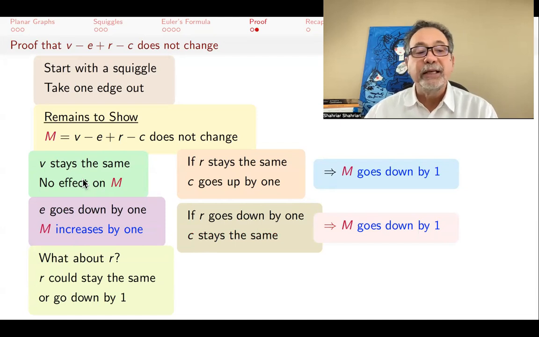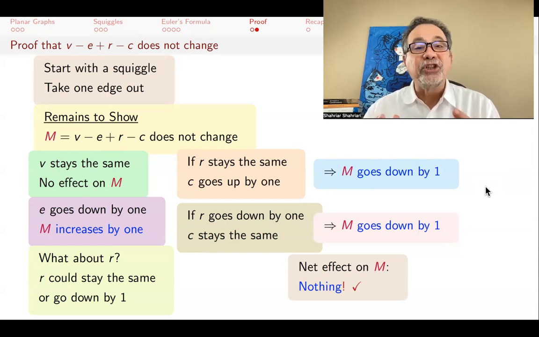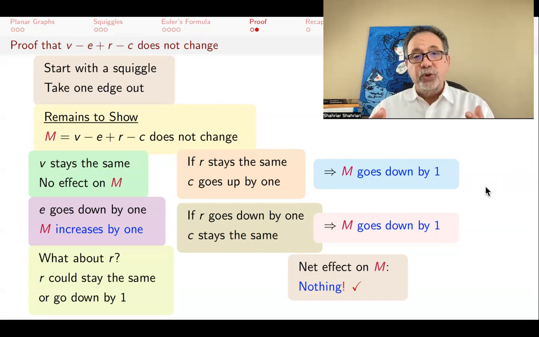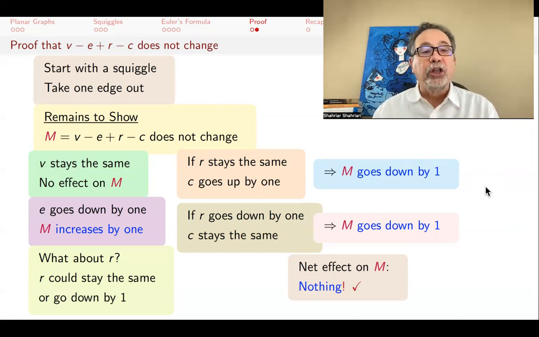And now see what happened altogether. V had no effect, and the effect of E was that M went up by 1, and the combined effect of R and C was that M went down by 1. So the net result is that nothing, that M stayed the same. And so this completes the proof. So we proved that when you take an edge out, M does not change. And if you keep taking edges out, eventually you'll get to a squiggle with no edges. And we proved that for that squiggle, M is 1, and so it must have been 1 all along.